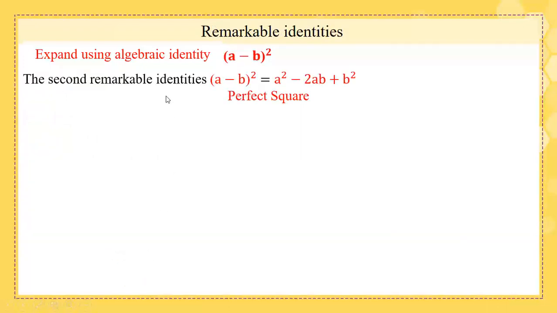Expand by using algebraic identity a minus b squared. The second remarkable identity has its left side a perfect square and its right side a trinomial.